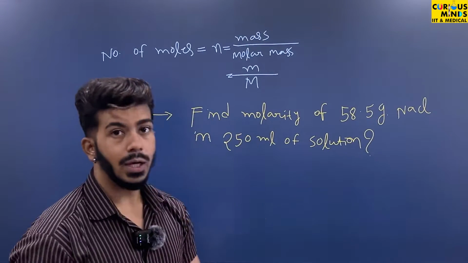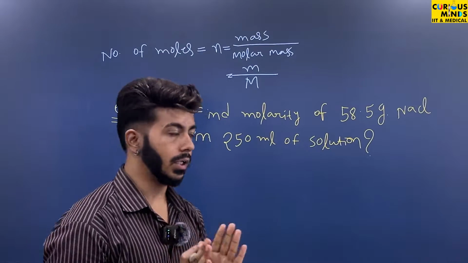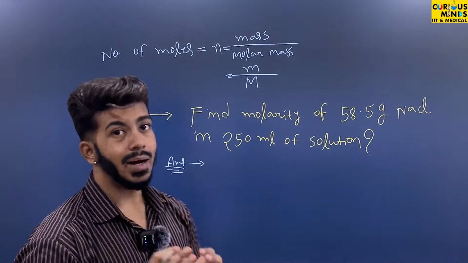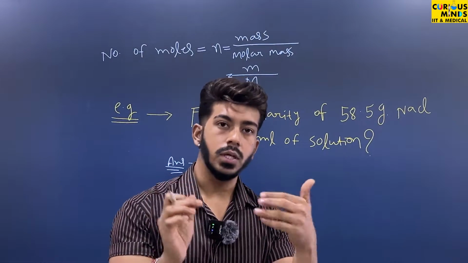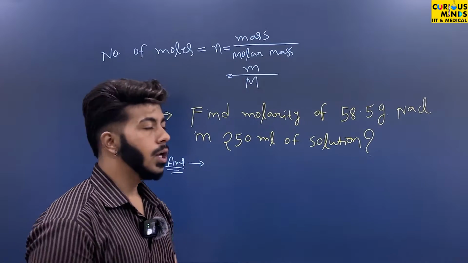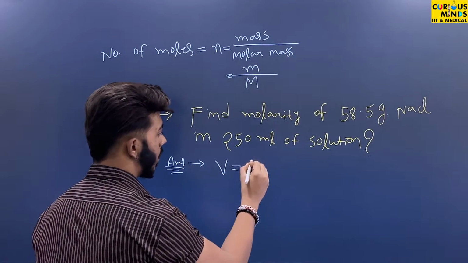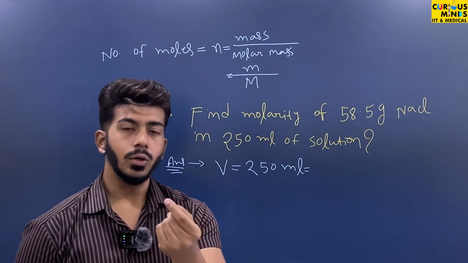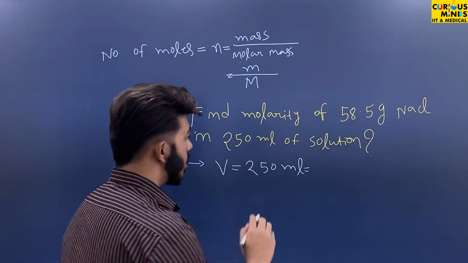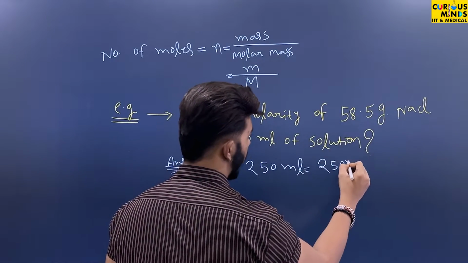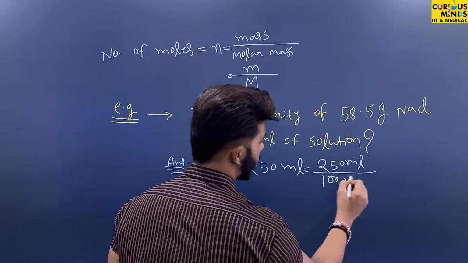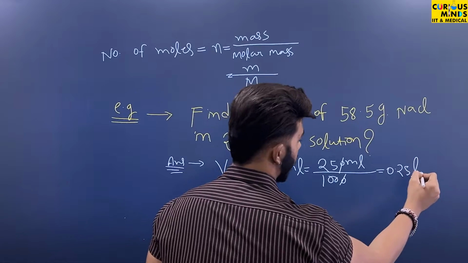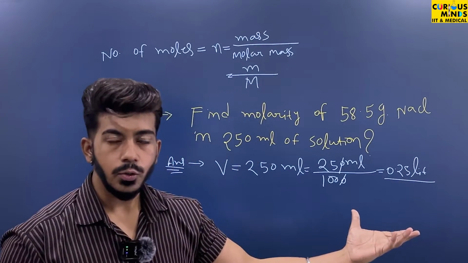Now let's try to solve for the molarity, that means we have to find the capital M. First we have to find the number of moles, because the numerator is the number of moles and the denominator is the volume. The volume is already given, 250 milliliter. As I told you, milliliter has to be converted into liter, so 250 milliliter over 1000 will be 0.25 liter. So we have the volume of the solution, that is the denominator.